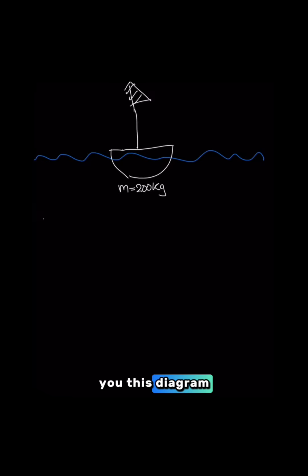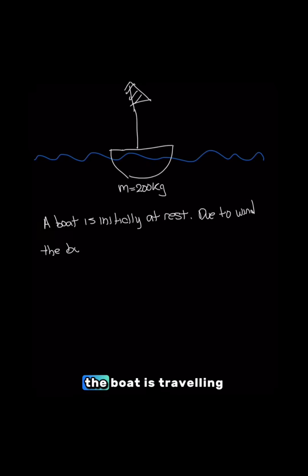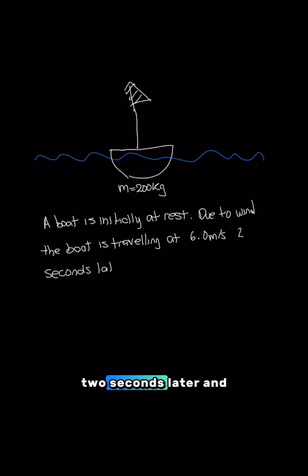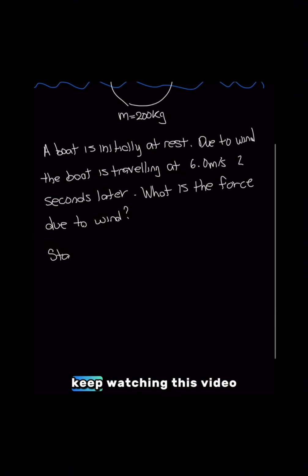Let's say they give you this diagram of a boat of mass 200 kilograms on water, and the question says, the boat is initially at rest, but due to wind, the boat is traveling at 6 meters per second 2 seconds later. And they ask you, what is the force due to the wind? Could you answer? If not, continue watching this video.